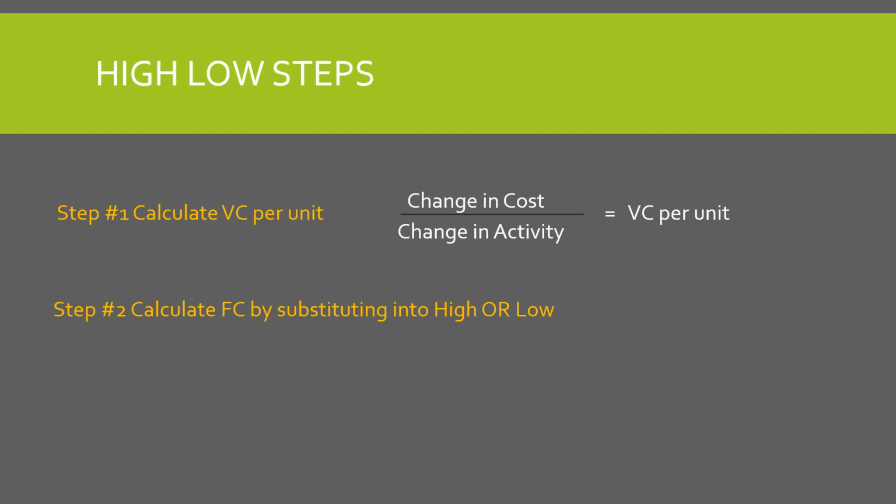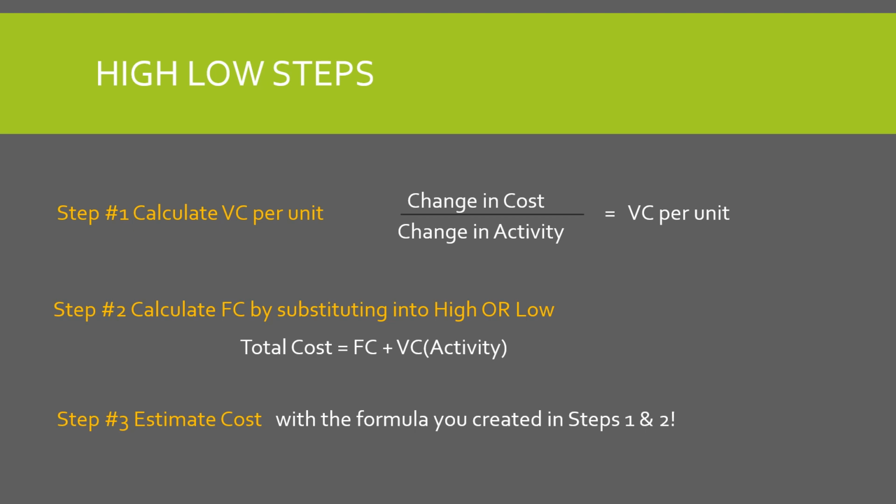Total cost should equal my fixed cost plus my variable cost times the activity that I think drives that cost. Since I know that's the formula for calculating my total mixed cost, I will take the information I know for either high or low, it doesn't matter which, and substitute it in. This will leave fixed costs still unknown. It's like our X that we need to solve for. And once we do that, we can create a formula that gives us the total cost based on our steps 1 and 2.